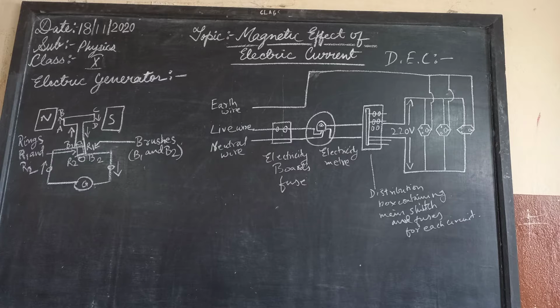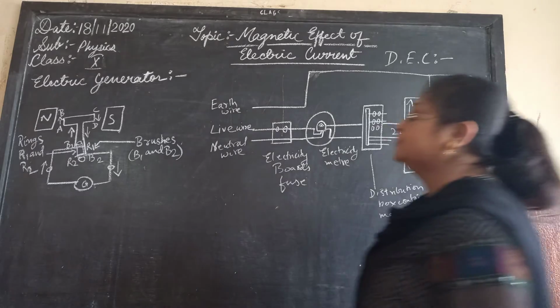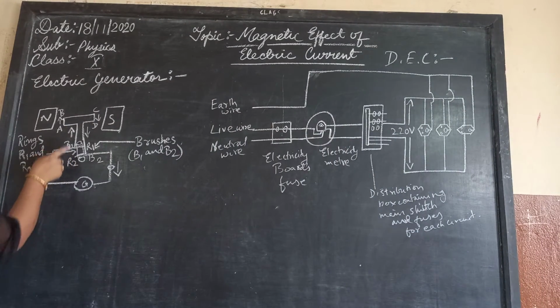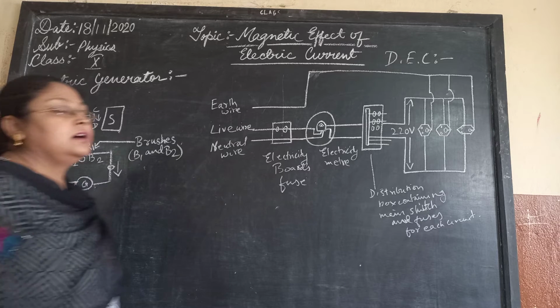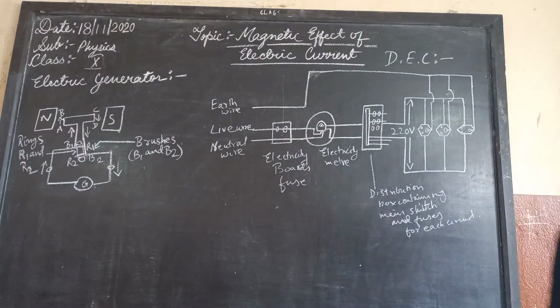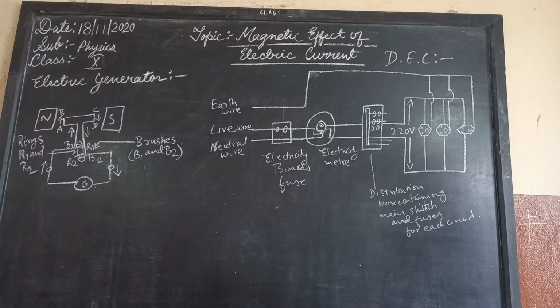The outer ends of the two brushes are connected with the galvanometer to show the flow of current in the given electrical circuit. So whenever this ring is being rotated, the galvanometer shows deflection. This means that current is being generated in this generator. To generate more and more current, a large number of turns in the coil is used.